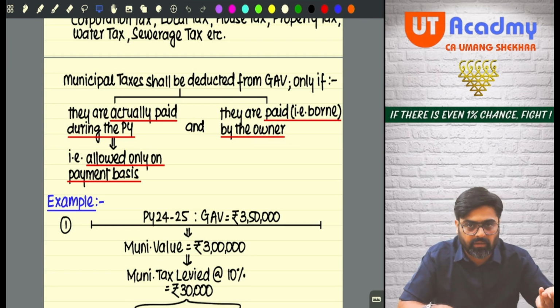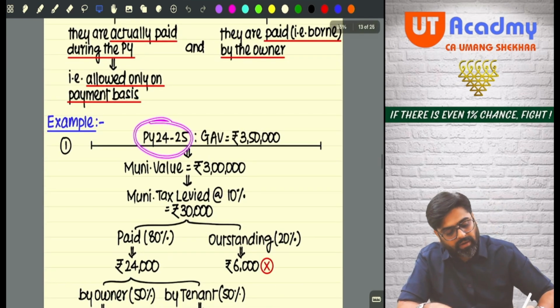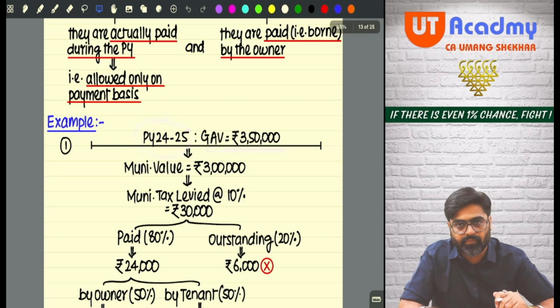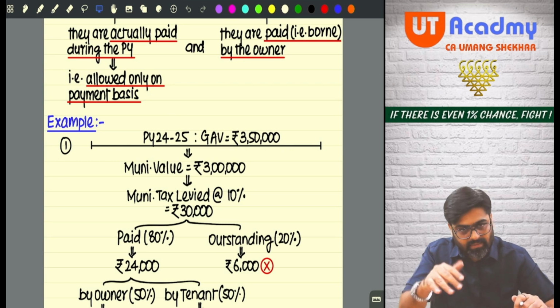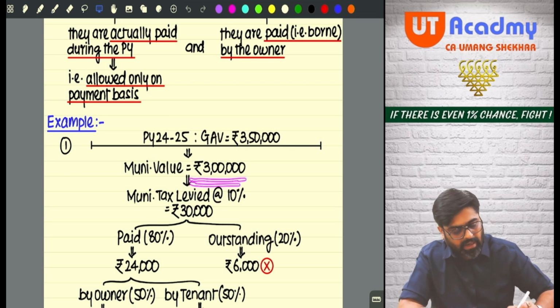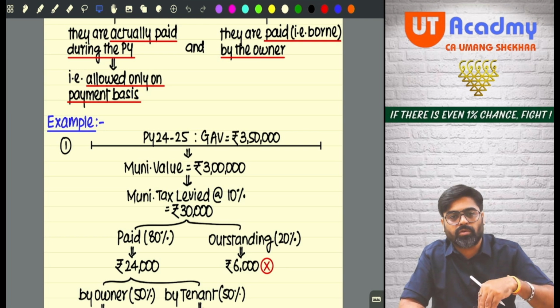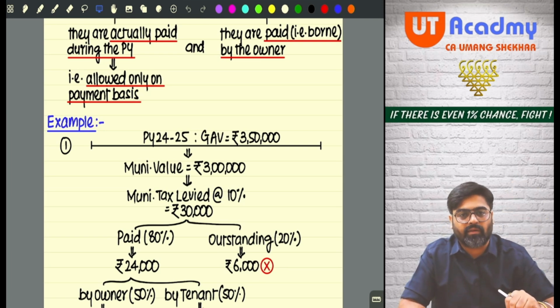Now a few examples. For the previous year 24-25, your GAV was 3,50,000. For example, you calculated your GAV and the amount was 3,50,000. In that year, your municipal value was 3 lakhs. Sir, how come municipal value is 3 lakh and GAV is 3,50,000?